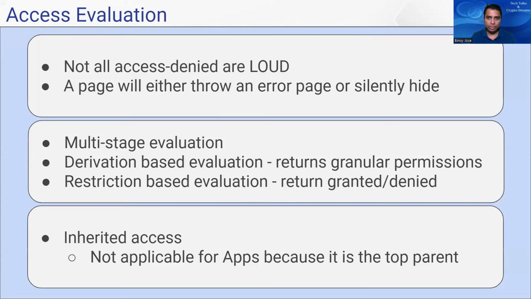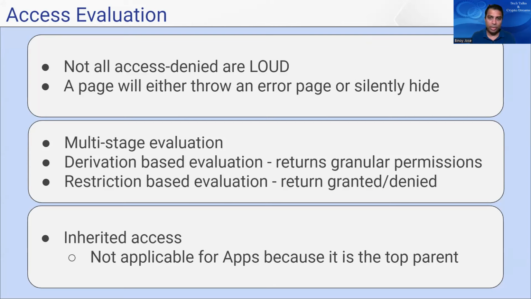Multi-stage evaluation means everything that we discussed is staged, multiple stages. There is derivation-based item evaluation that will give you granular permission. So basically, what you do here is you take a resource and check against perimeter, or check against its permissions access. If it's permissions access, it will give you a lot of information, right? Read only access, write only access, everything is given.